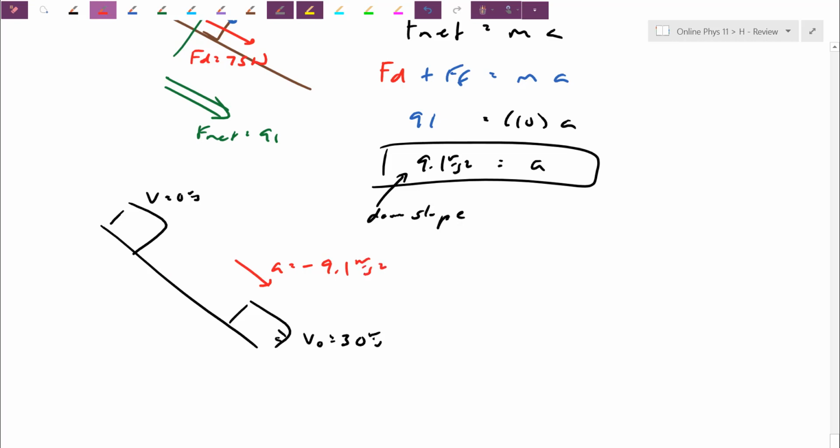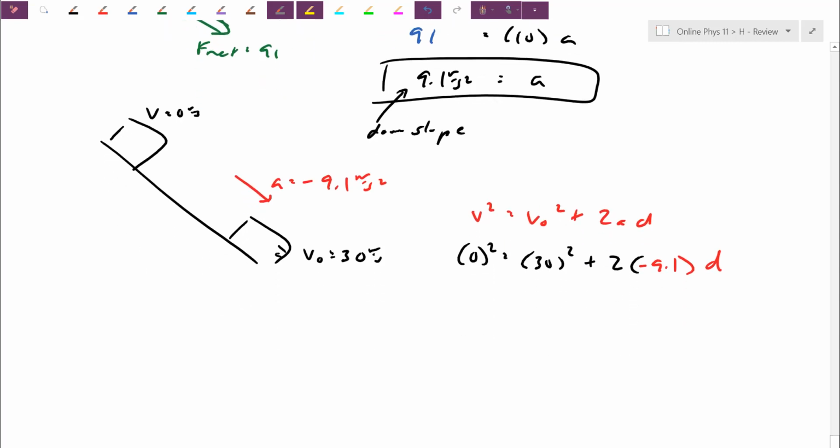We can do a fairly simple calculation. v squared is equal to v naught squared plus 2ad. The velocities will be positive, so final velocity is 0. Initial velocity was positive 30. The acceleration is against me, so negative 9.1. Again, the reason it's smaller than 9.8 is because it's only the downwards part of gravity, even helped out by friction. What is the overall displacement that we travel upwards?